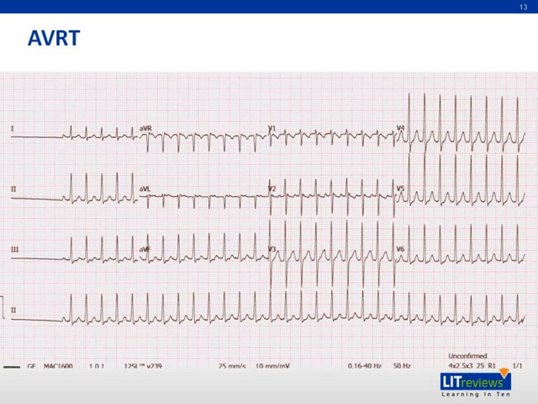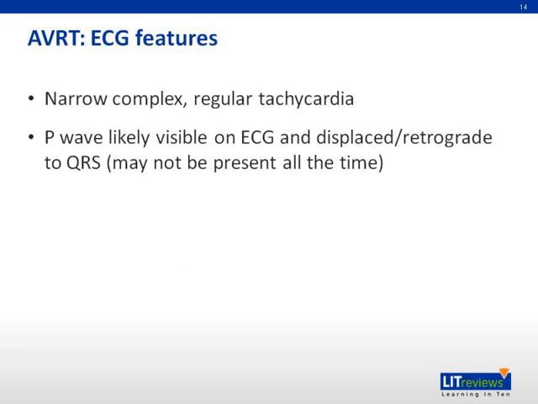Now, this is a 12-lead ECG showing a AVRT. Notice that although it also shows a regular narrow complex tachycardia, there are retrograde P waves seen after the QRS complex, best seen in the inferior leads here. The ECG features of AVRT as described previously are that of a narrow complex regular tachycardia with no P waves seen prior to the QRS complexes. However, a P wave may be seen retrograde to the QRS complex, but this may not be seen always.